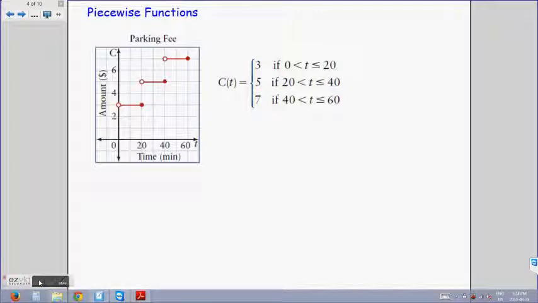Up until this point, we've looked at smooth and continuous functions. But there are also other functions that are discontinuous. One such function is called a piecewise function. A piecewise function, as you can see in this example, is a function that is made of pieces of 2 or more functions, each corresponding to a specific interval within the entire domain.